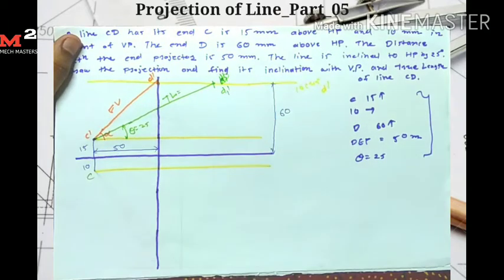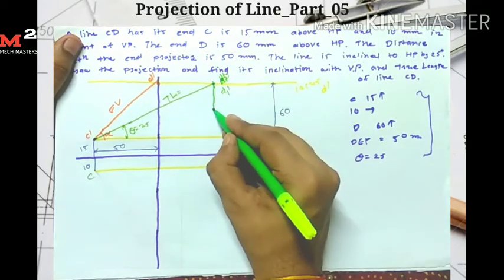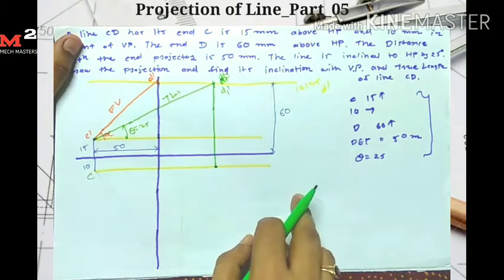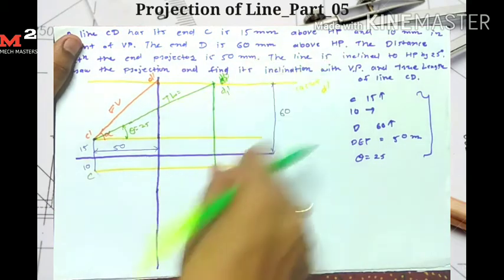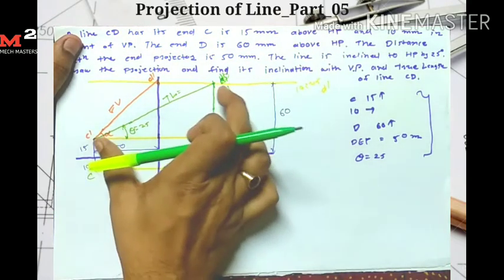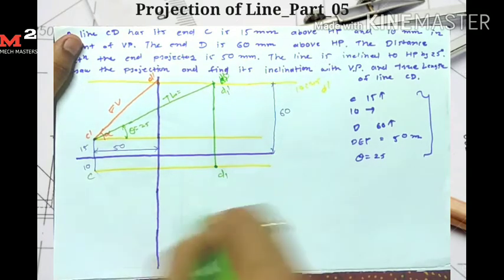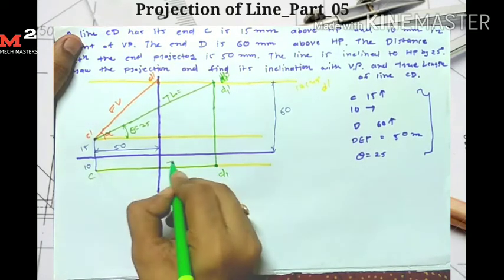Okay, now from the true length I draw the projection up to the locus of C. Because we get the projection of C dash here, so I take the projection up to the locus of C. Because we draw the projection for line C dash D1 dash, we get it here, C D1. Okay, so this is my top view length.